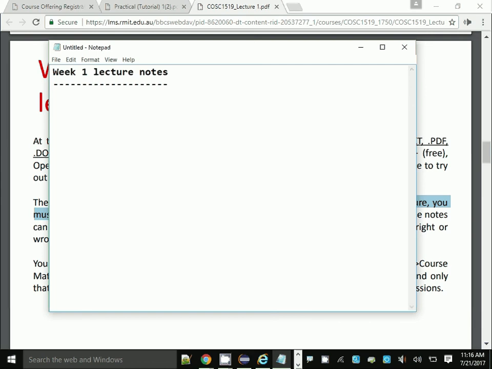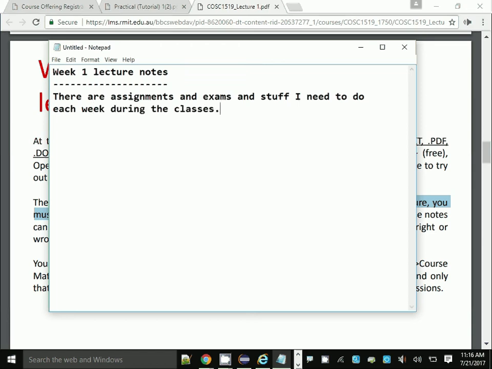And start writing your notes. Take your notes. Even say stuff like there are assignments, and exams, and stuff I need to do each week during the classes. Write down anything in your own words, stuff that's important, stuff that you think someone else might find important if you were to give it to them. But don't give it to them, because that would be plagiarism. But you need to do this anyway.